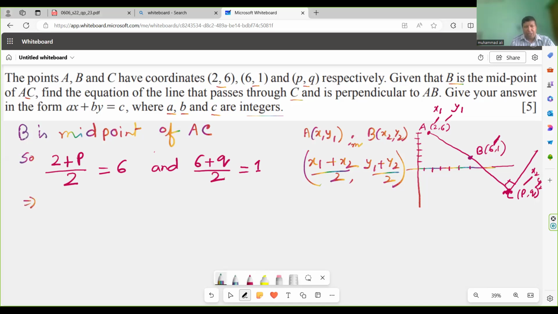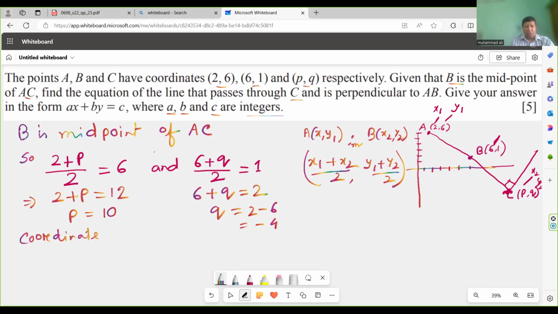We want to find the values of p and q. If we cross multiply, we get 2 + p = 12, so p = 12 - 2, which is 10. Here 6 + q = 2, so q = 2 - 6, which is -4. So the coordinates of C are (10, -4). Now second step, we want to find the gradient of AB or AC, same thing.